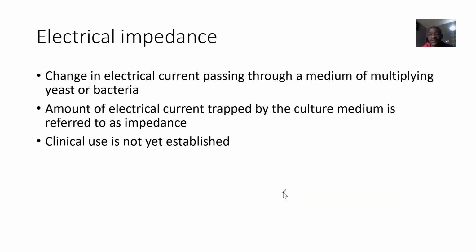Electrical impedance is very simple. First of all, you culture yeast or bacteria, then you pass an electric current through the medium. The amount of electrical current trapped by the culture medium is referred to as impedance. It didn't allow the current to pass, you impeded it. The clinical use is not yet established though.